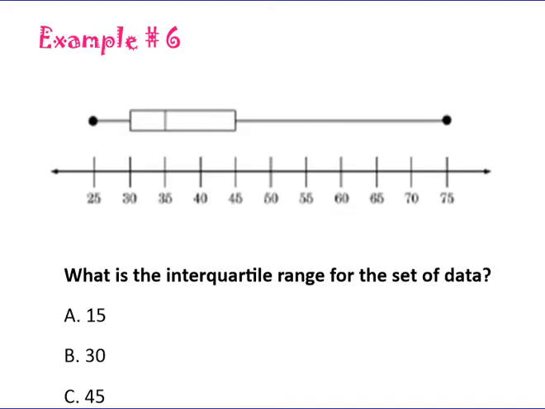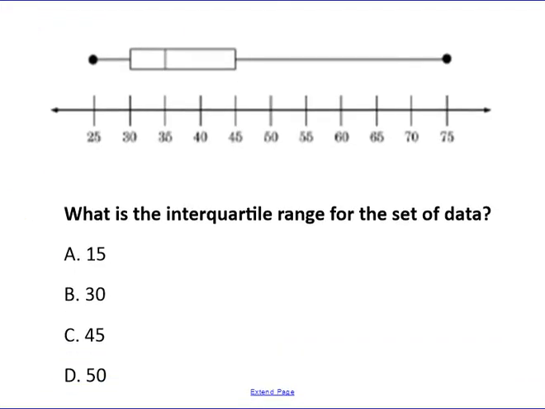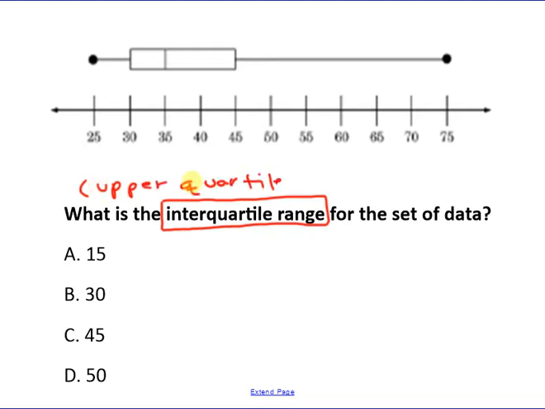All right, example 6. What is the interquartile range? So this word again, interquartile range, for this set of data. So again, what is the interquartile range? That is the upper quartile minus the lower quartile.